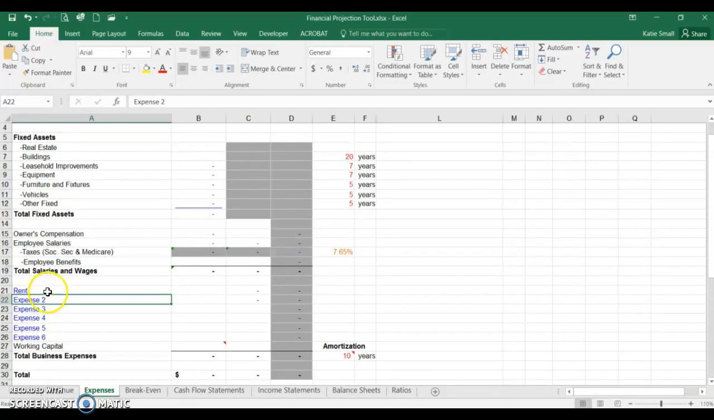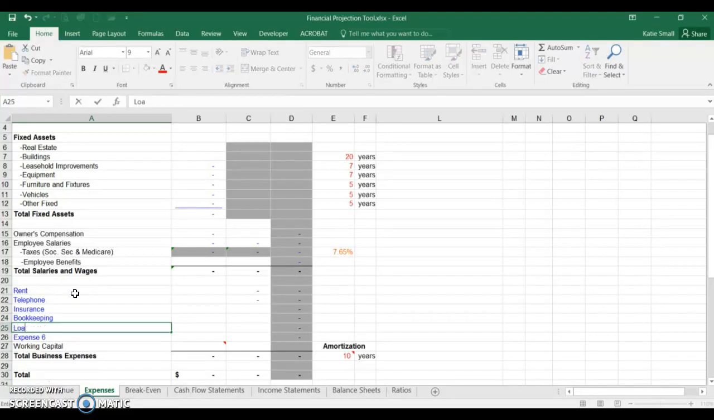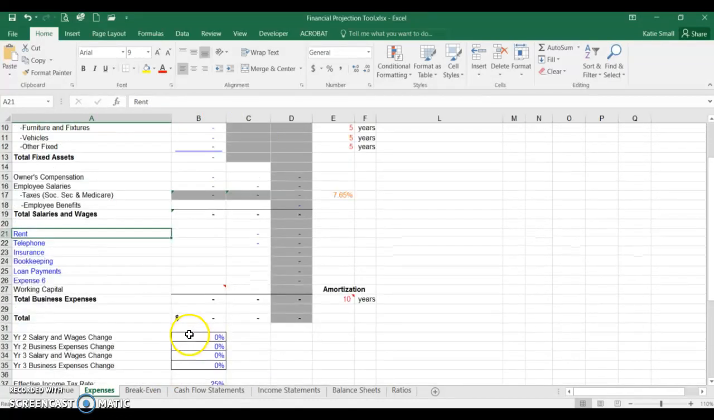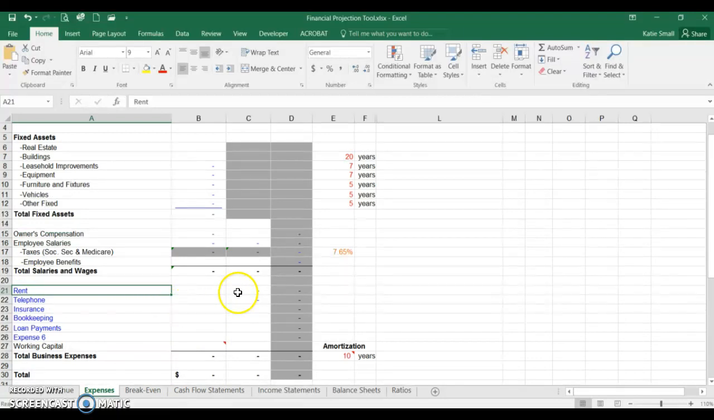So right now, I'm basically just changing these titles so it's easier to keep straight to what is on that example. The rent, the telephone costs, the insurance, the bookkeeping, and loan payments. Again, if you use this tool how it's intended to be used, you'd have some fixed assets that you'd invest in, and then it would calculate loan payments down here. But we're really just using this tool to find the break even.